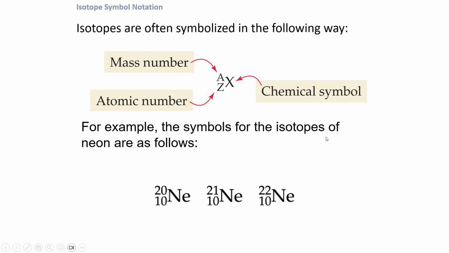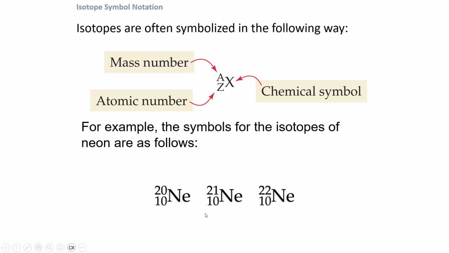So isotopes are often symbolized in the following way. So we have the chemical symbol, the mass number on the top, and the atomic number on the bottom. So this is neon, and you can see that in order to be neon, it has to list the same atomic number, because elements are designated based on the number of protons in their nucleus. If the number of protons changes, then it's a different atom of a different element.